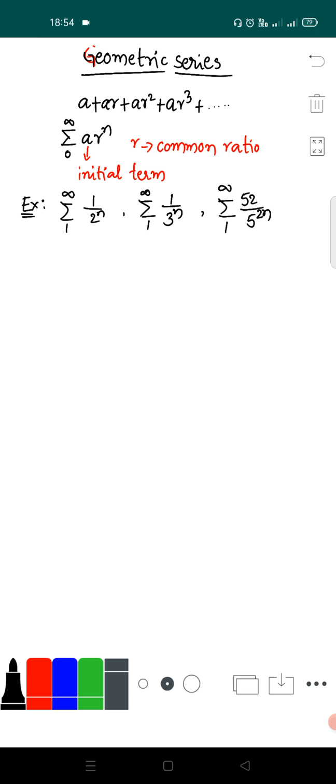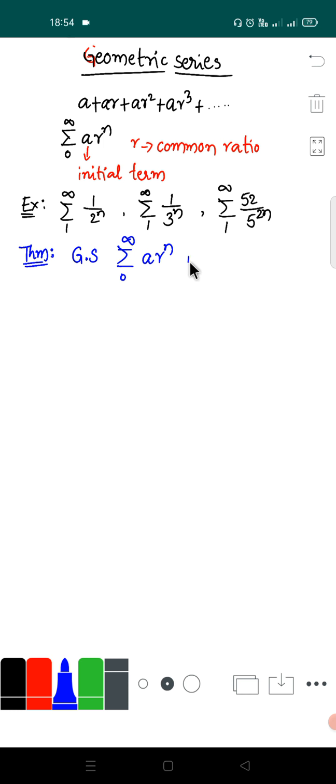I will give you a brief theorem. The geometric series, the summation of a r to the power of n, n goes from 0 to infinity, is convergent if the modulus of r is less than 1, and divergent if the modulus of r is greater than or equal to 1.